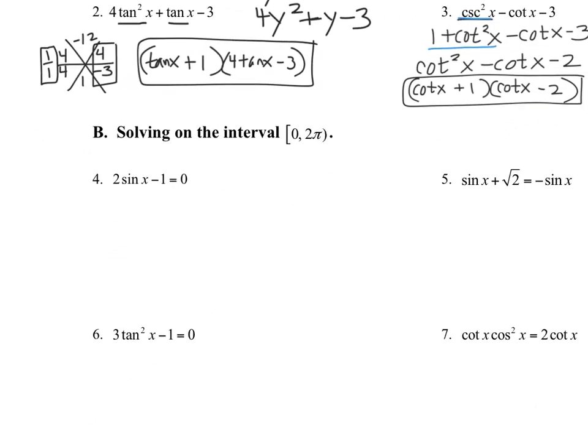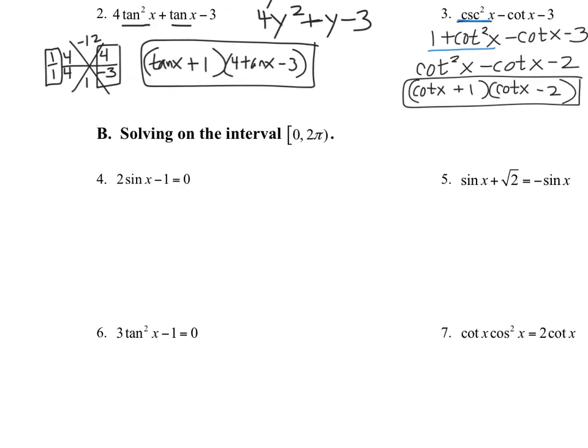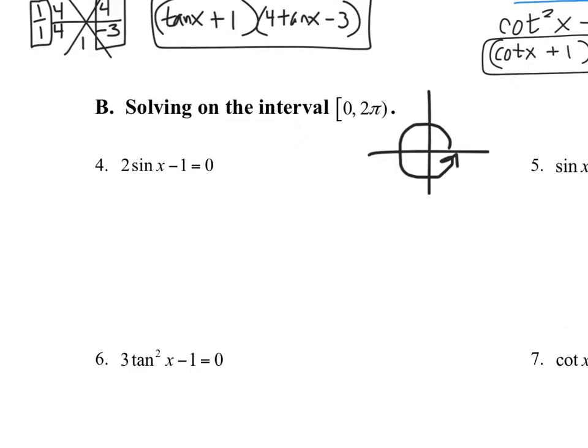We're going to solve on the interval from 0 to 2 pi. What that means is all of our answers are going to be angles that go in a positive direction, start at 0, and end at 2 pi, but do not include 2 pi. Okay? So let's take a look.